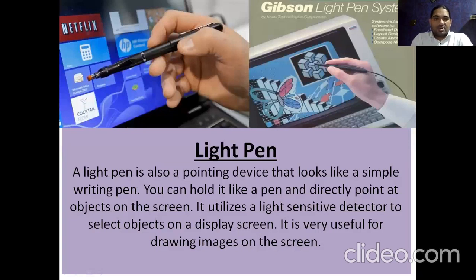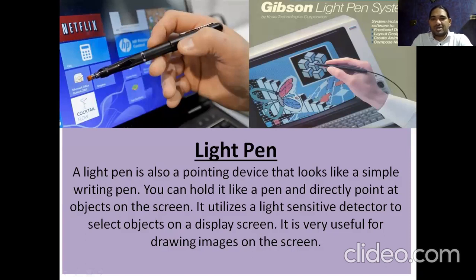Light pen. Now you can see two pictures there. A light pen is also a pointing device that looks like a simple writing pen. You can hold it like a pen and directly point at objects on the screen. It utilizes a light-sensitive detector to select objects on a display screen. It is very useful for drawing images on the screen.